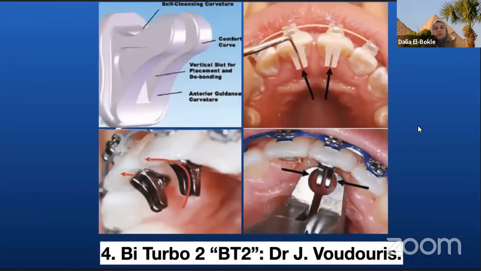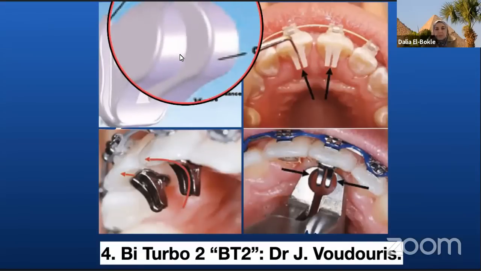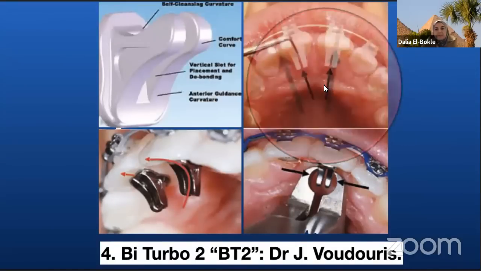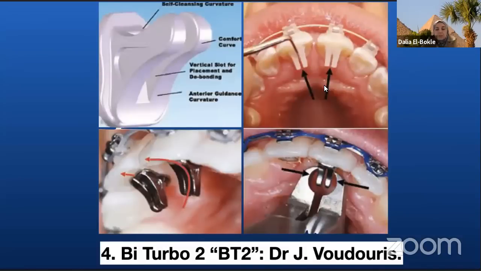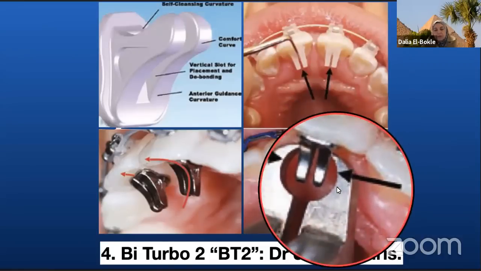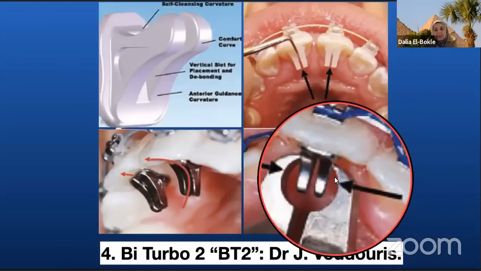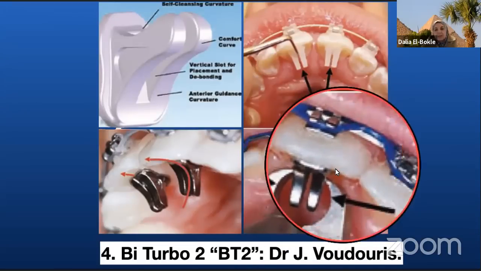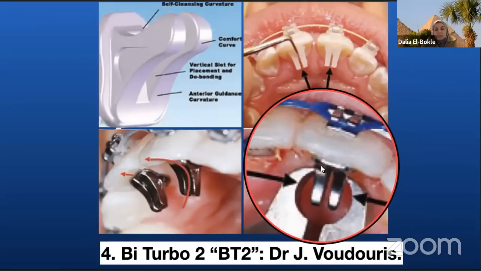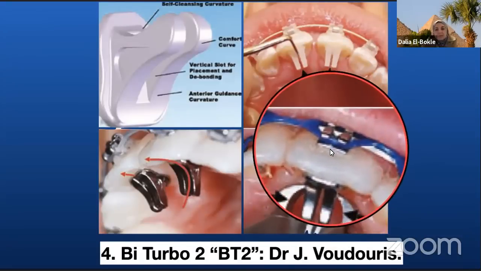This is another interesting design of a bite turbo called Bite Turbo 2 or BT2. And you can see here that there is a split in the middle. This slit allows for easy removal at the end of treatment using this type of plier here, or even a wire guard where you can just squeeze it and remove it by breaking the bond between the turbo and the incisor.